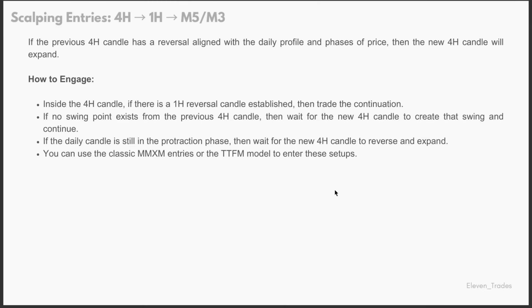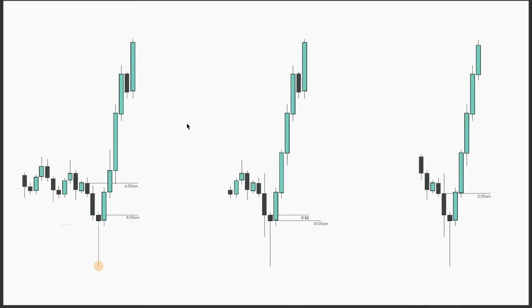Now let's talk about the scalping entries, which is the 4-hour to 1-hour to 5-minute. Using the 4-hour candles as a confluence, trading the 1-hour to 5-minute swing points are the market maker models. How to engage? This is the core logic. Inside the 4-hour candle, you have to find the swing point, which is established within that hour, and then trade the continuation. This is the first case: we have a consolidation, 6 a.m. open, 7 a.m., we hit the 8 a.m. reversal, a swing point formation on the hourly chart, and now we are trading the 9 a.m. as a continuation higher. So this is trading within the current 4-hour candle.